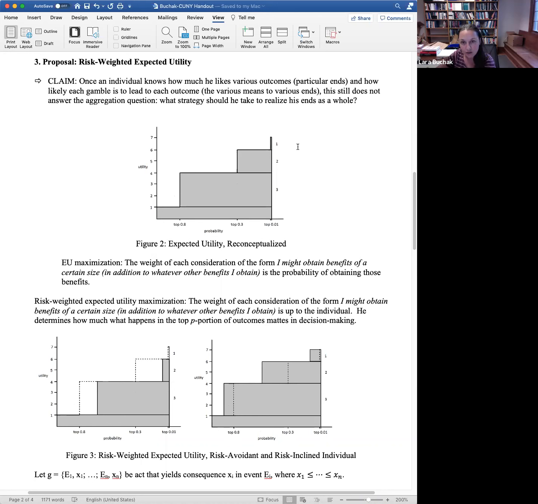And I claim either strategy for thinking about how to take the means to your ends is rational. So just knowing the values of consequences and the probability that each act has of leading to them doesn't answer the question of what's the best strategy to get what I want. In particular, some people might prefer the strategy of going for something that's pretty good no matter what. And other people might prefer the strategy of making sure there's some chance that things are really, really good. And neither counts more as taking the means to their ends.